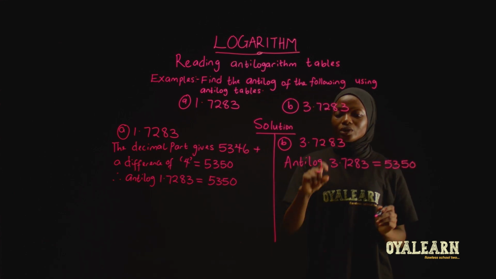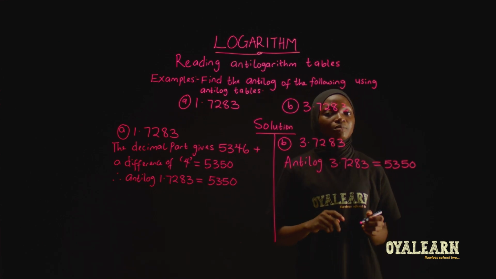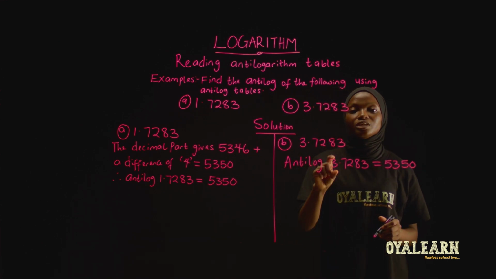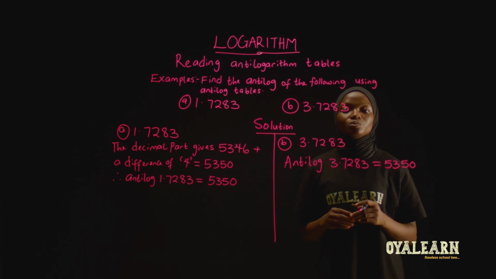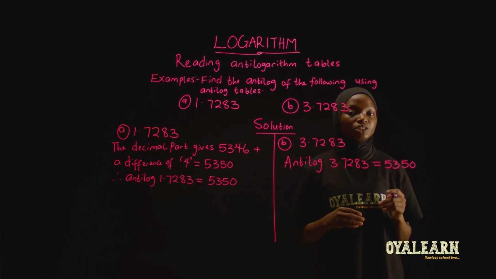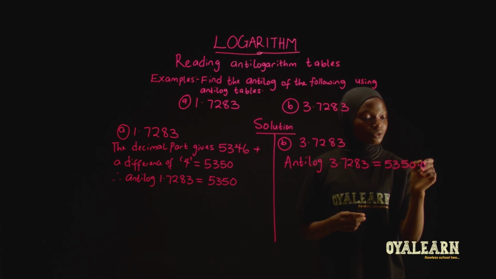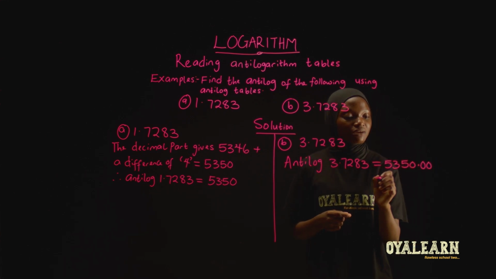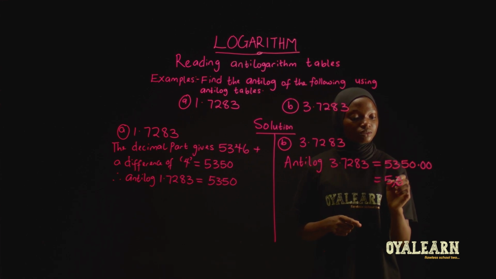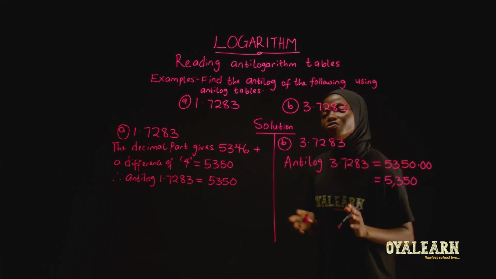5350. Now here, this integer part, this 3, determines where the decimal place is going to be. Since we have 3 here, that means the decimal point is going to be after the first 4 digits. 1, 2, 3, 4. So the number is going to be here, and we can add up 0, 0 here, which is the same thing as having just 5,350. And that gives us our final answer.